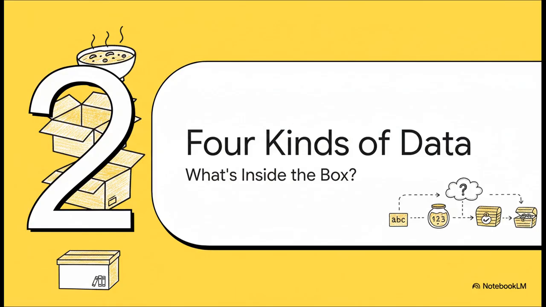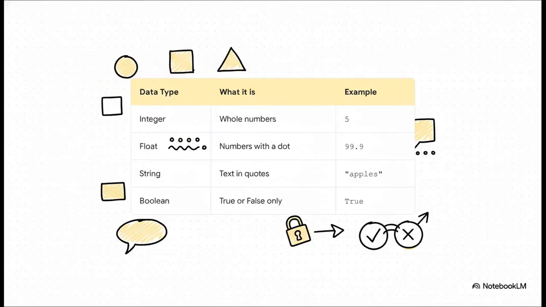Okay, so you've got your labeled boxes, but think about it. You wouldn't put leaky soup in a cardboard box meant for your old photo albums, right? It just wouldn't work. And in the same way, the type of data you're storing in a variable is super, super important. Python needs to know what kind of stuff it's dealing with. So let's break down the 4 basic types you're going to see all the time.